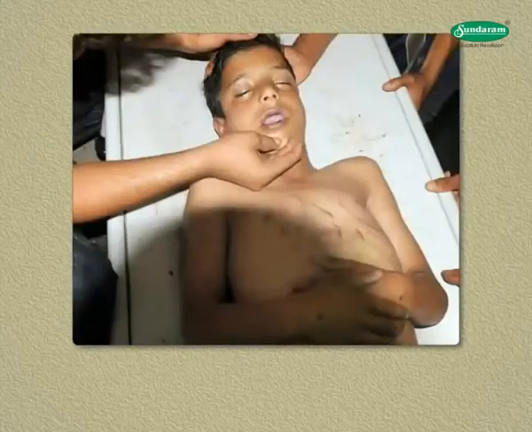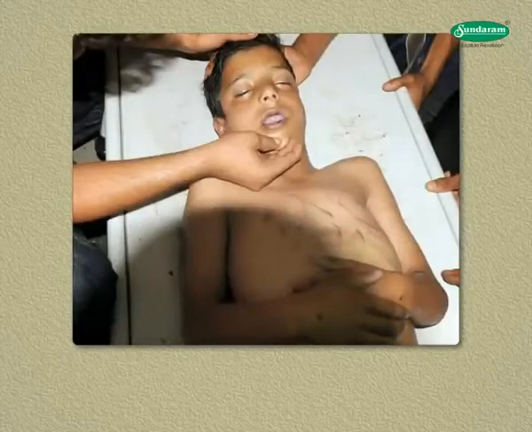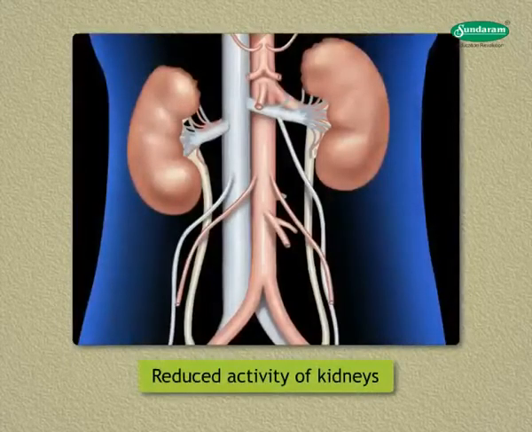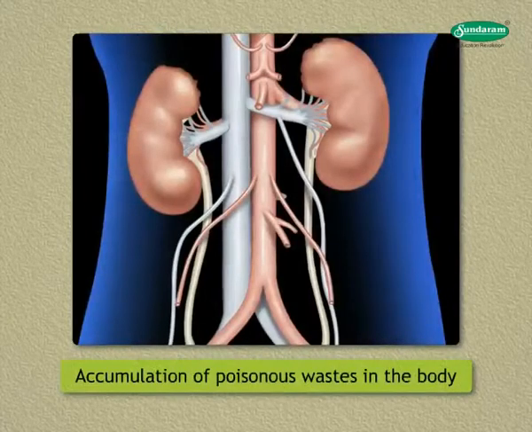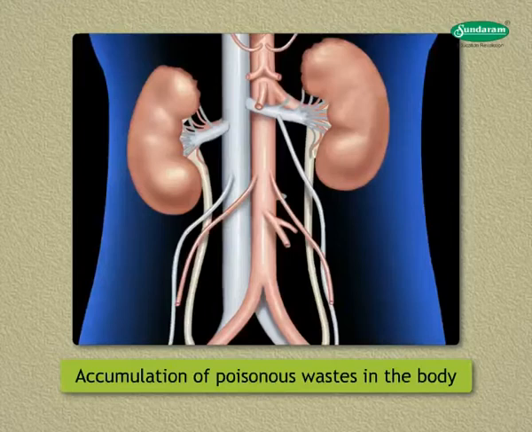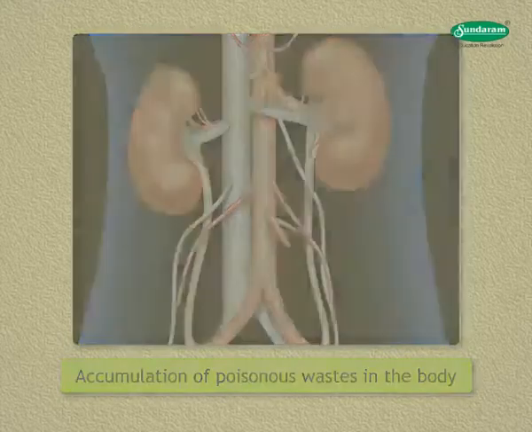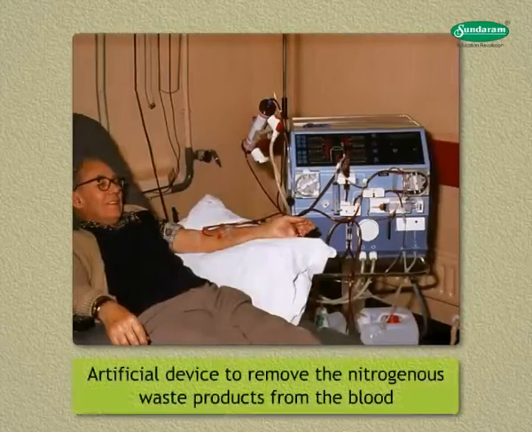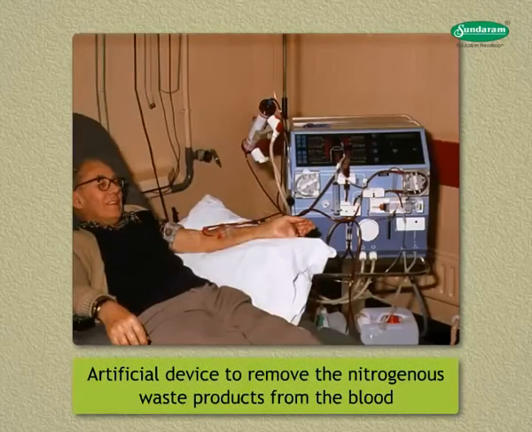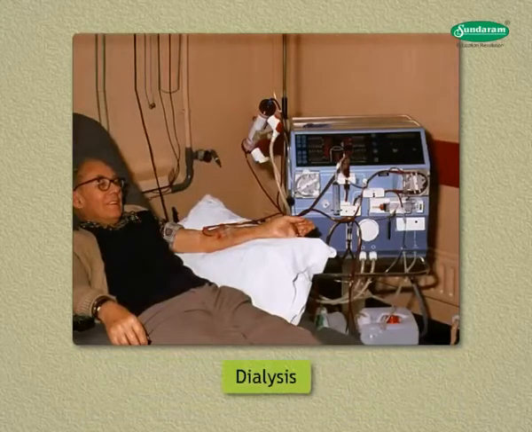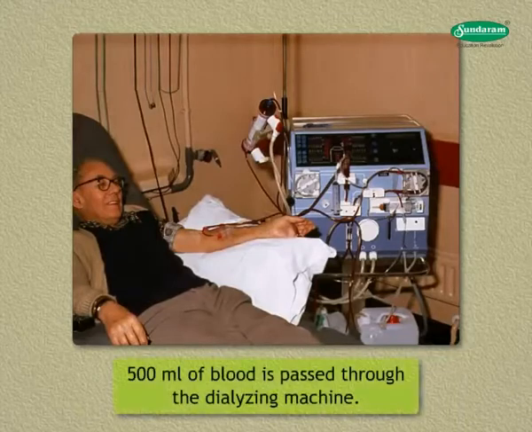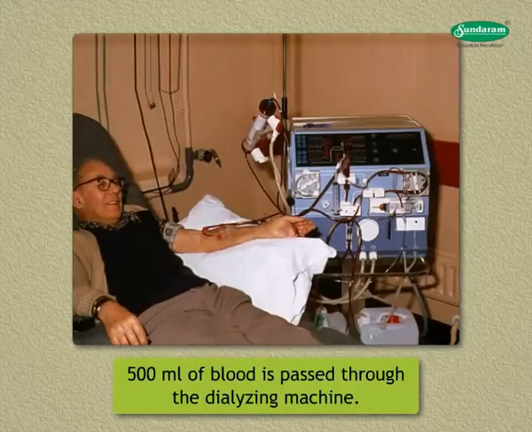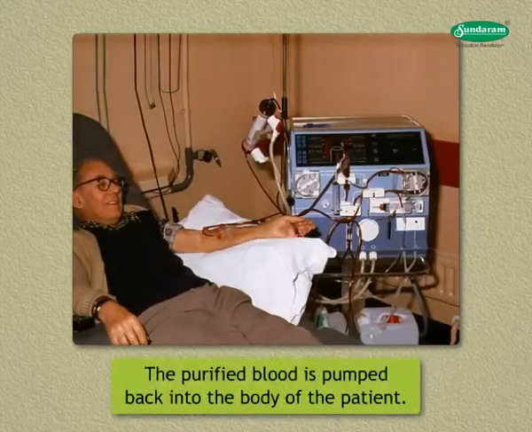Let us study about hemodialysis. Many factors like injury, infections or restricted blood flow to kidneys reduce the activity of kidneys. This leads to accumulation of poisonous wastes in the body, which may lead to death. In case of kidney failure, an artificial device is used to remove the nitrogenous waste products from the blood. This process is called dialysis. At one time, 500 ml of blood is passed through the dialyzing machine. The purified blood is pumped back into the body of the patient.